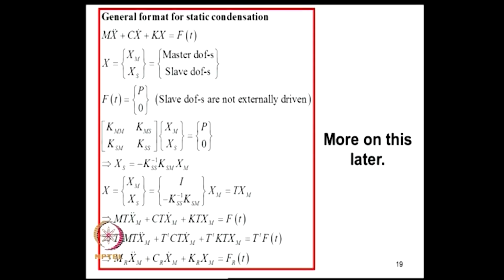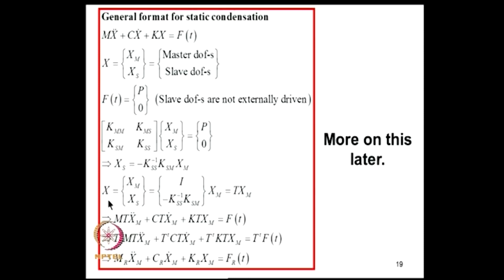Now, the general format for the strategy that I am talking about, the so called static condensation in the context of dynamical systems, can be explained as follows. Suppose you consider the equation of motion for an n degree of freedom system as shown here, we partition the degrees of freedom into masters and slaves, and the partitioning should ensure that the slave degrees of freedom do not receive any external force; it is only the masters which are driven. So, then we write the static equilibrium equation and relate the slave degrees of freedom to the master degrees of freedom through relations which are strictly valid only under static conditions.